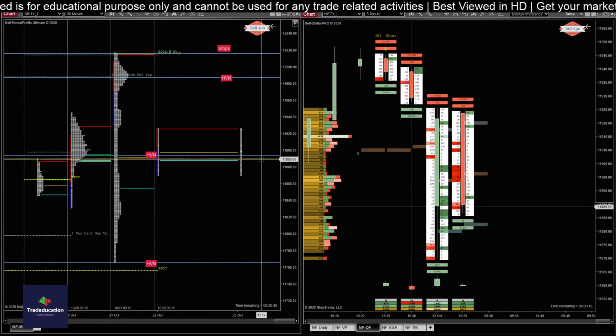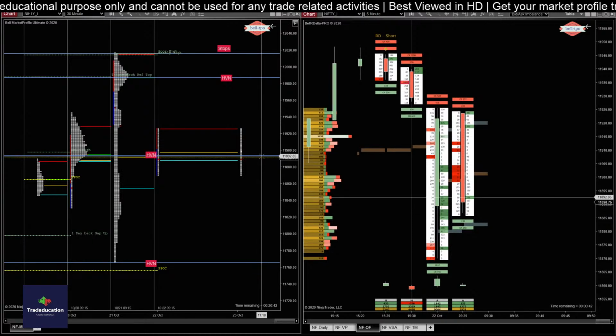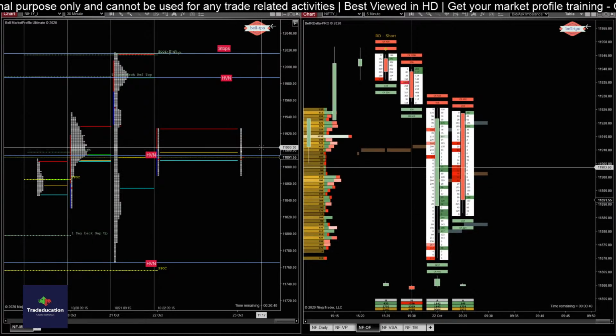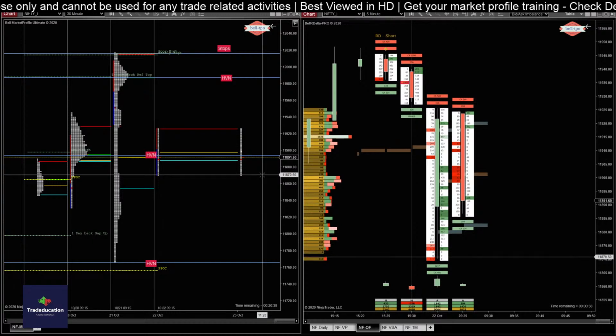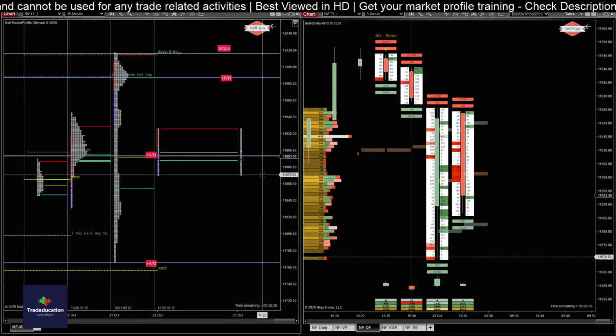Now one of the trade opportunities, you can take a short trade, keeping your stop loss above the VWAP, target of today's low. That is a quick scalp trade which currently I'm seeing to happen.